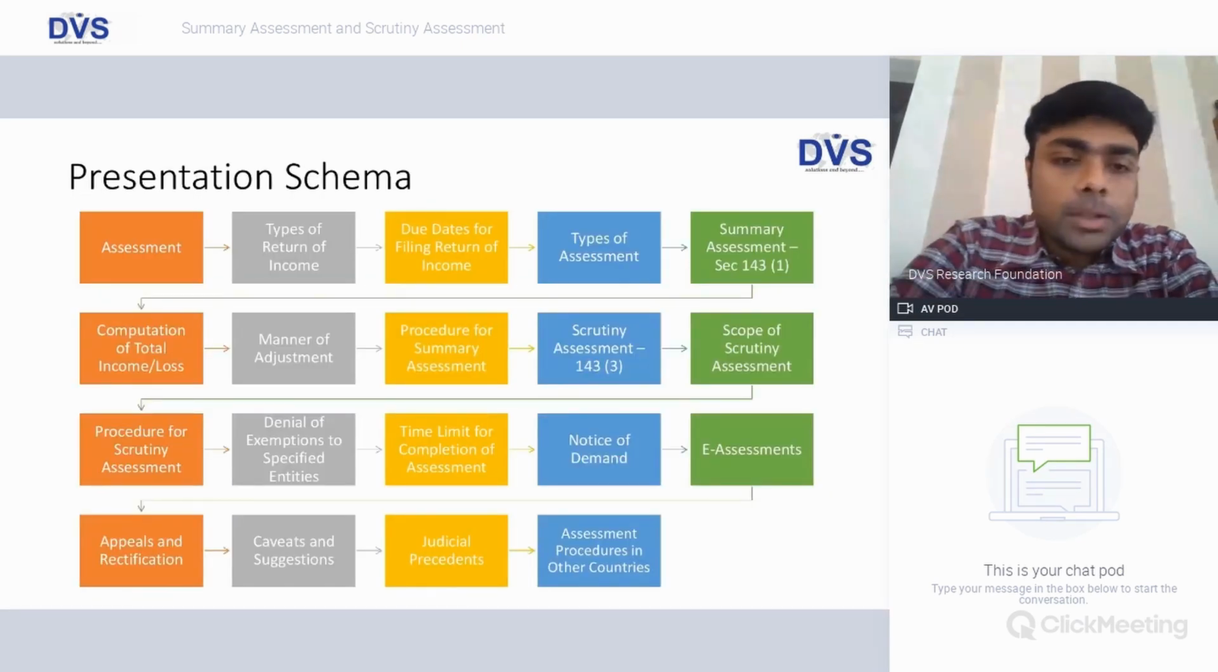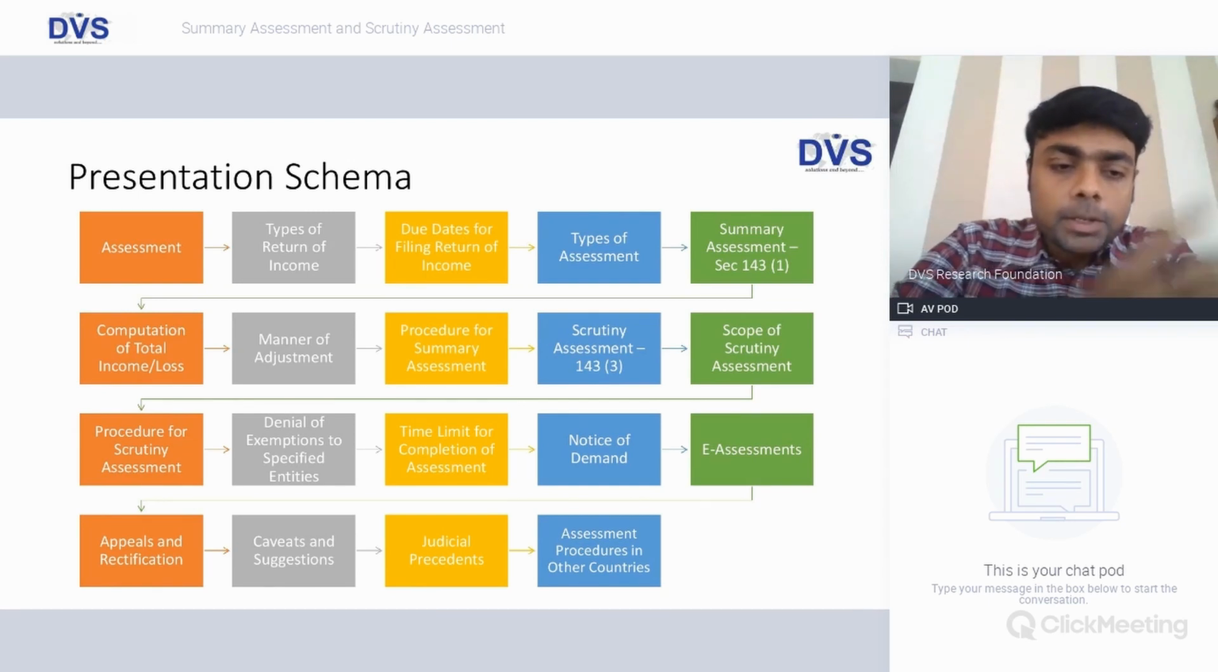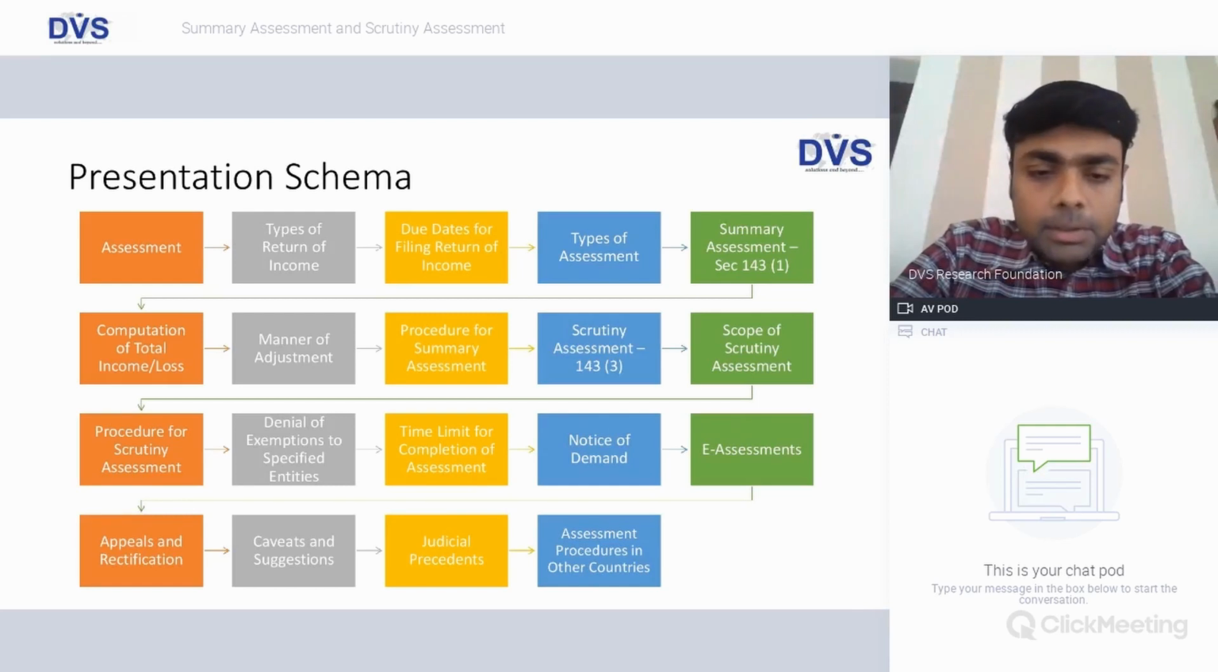Yes, this is where we would start off with the types of return, the due dates, types of assessments, and what actually happens in summary, and then what happens in scrutiny assessment, what is the scope, what is the time limit for completion, then how the process of notice of demand happens, the e-assessments which has been introduced, which is likely to become a reality effective next month, and of course appeals and rectification mechanism and assessment procedures in other countries. So we're not getting in detail into appeals and process at this point in time.